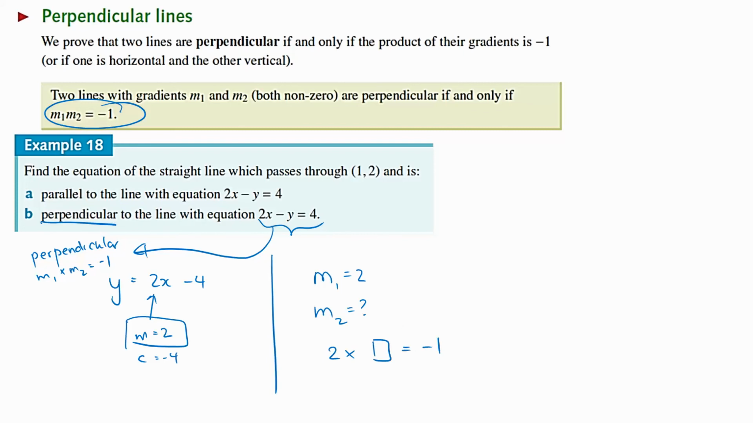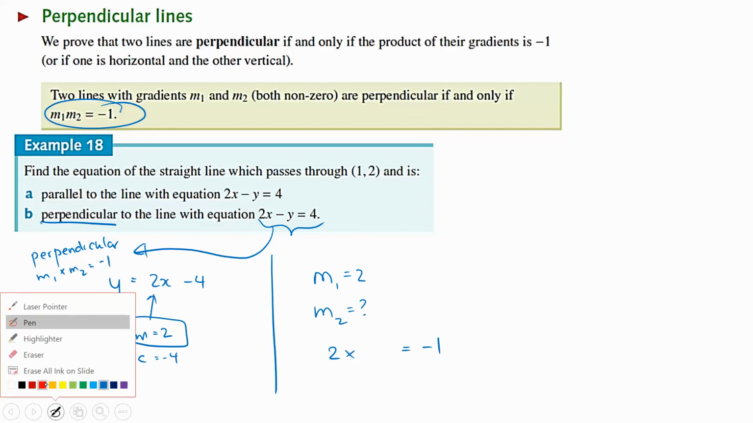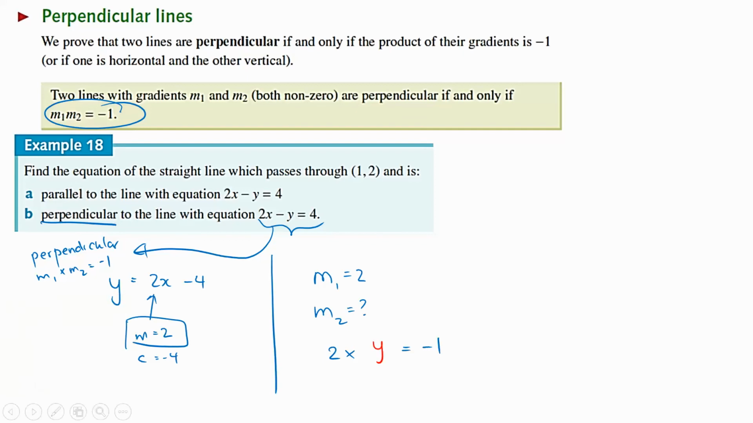Now this is kind of like algebra again. If I didn't do a magic box and I said this was y, find y, what you would have done is, well, the opposite of times 2 is divide by 2. Divide both sides by 2. So 2 divided by 2 is 1, and y would have equaled 1 times y, which is y, and then negative half. That's what you would have done. So what you figured out just now is m2 has to be negative half.